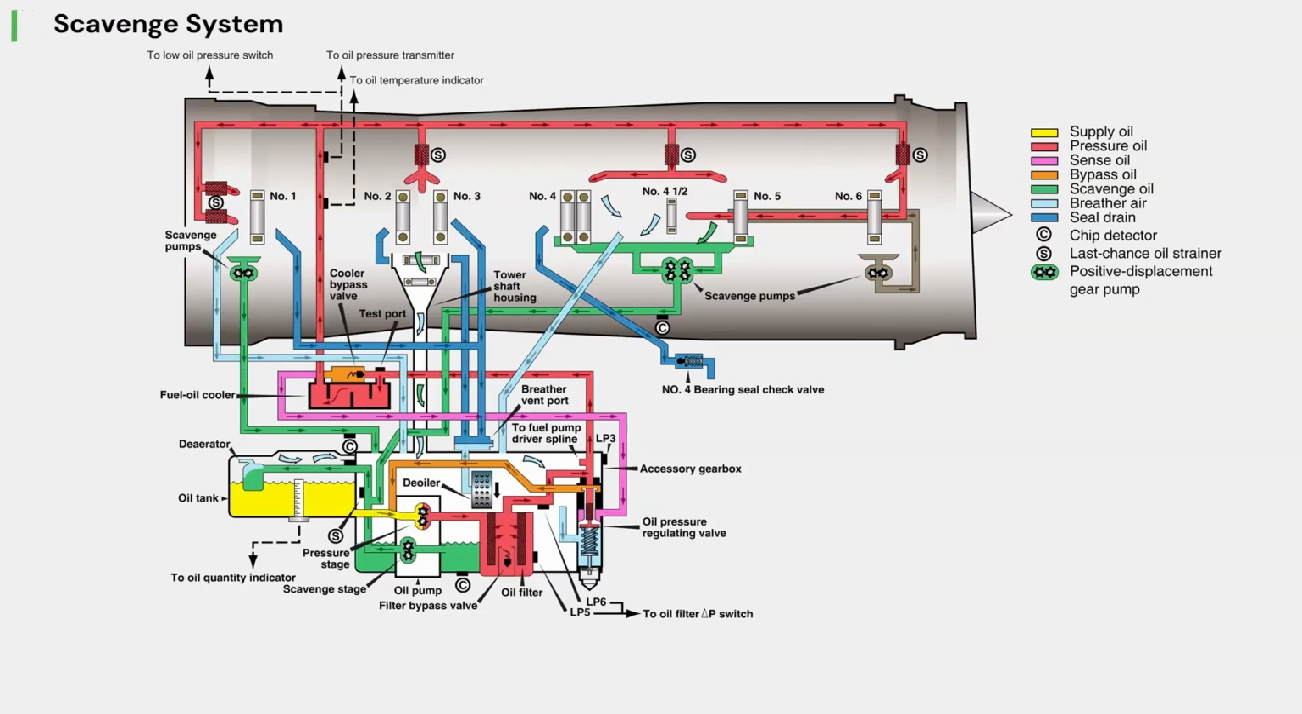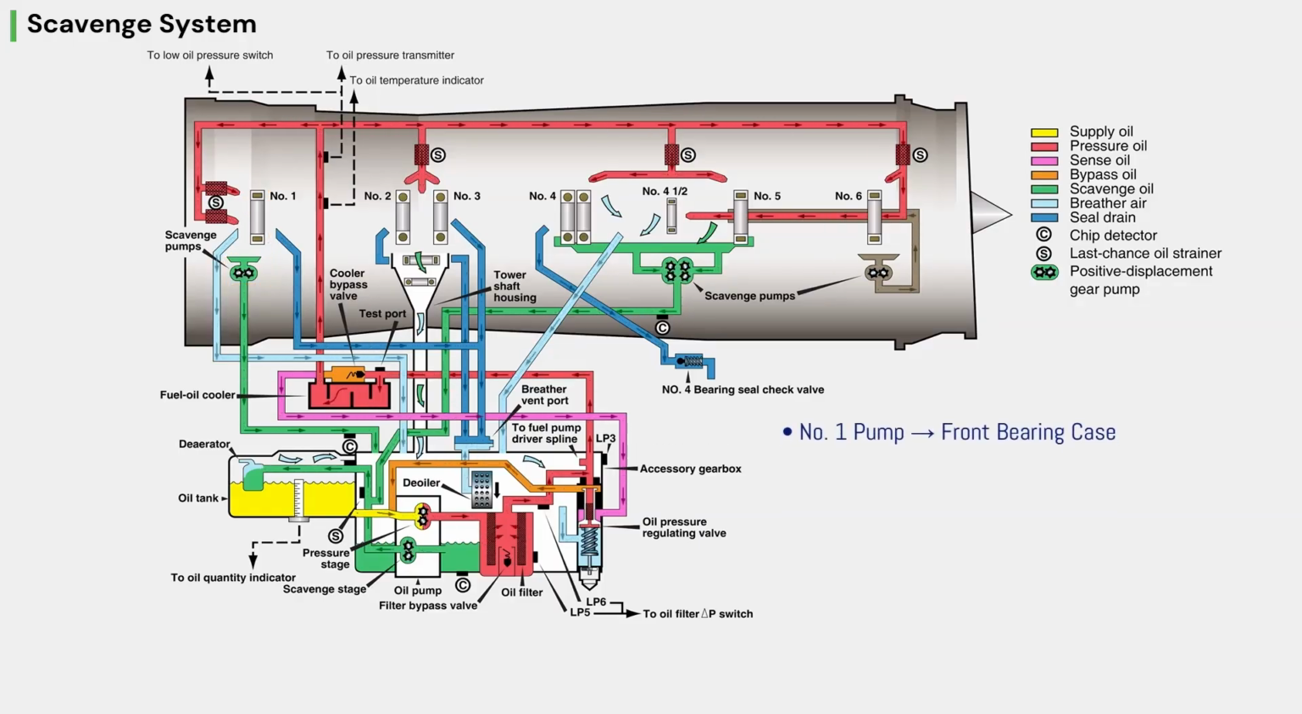Once the oil has lubricated and cooled the bearings, it must be returned to the oil tank. This is the job of the scavenge system. Unlike the pressure system, the scavenge system usually uses several gear-type pumps. In this example, there are 5 scavenge pumps. Each pump removes oil from a different bearing compartment or gearbox area.